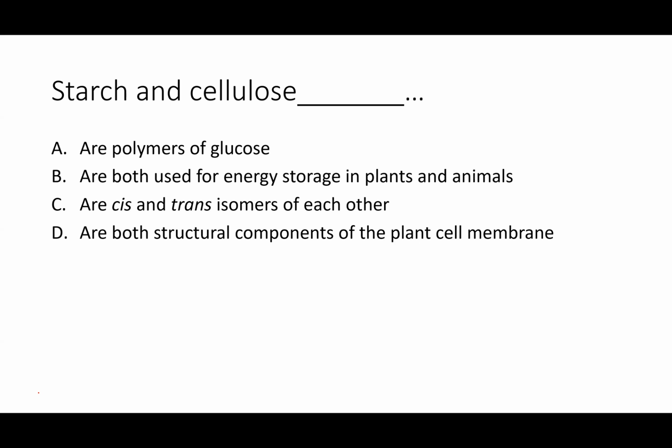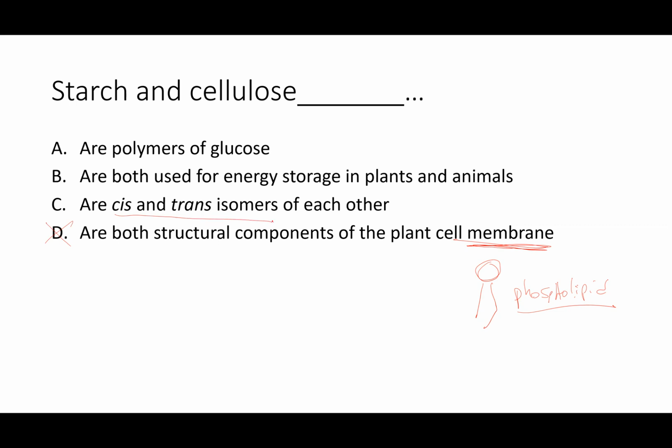So let's think about our answer questions working from the bottom up. Starch and cellulose are structural components of the plant cell membrane. What do you think of when you think of membranes? What molecule do we think of? It looks like this. So membrane should make you think of phospholipids. So our starch and cellulose phospholipids. So we're not going to care about that.